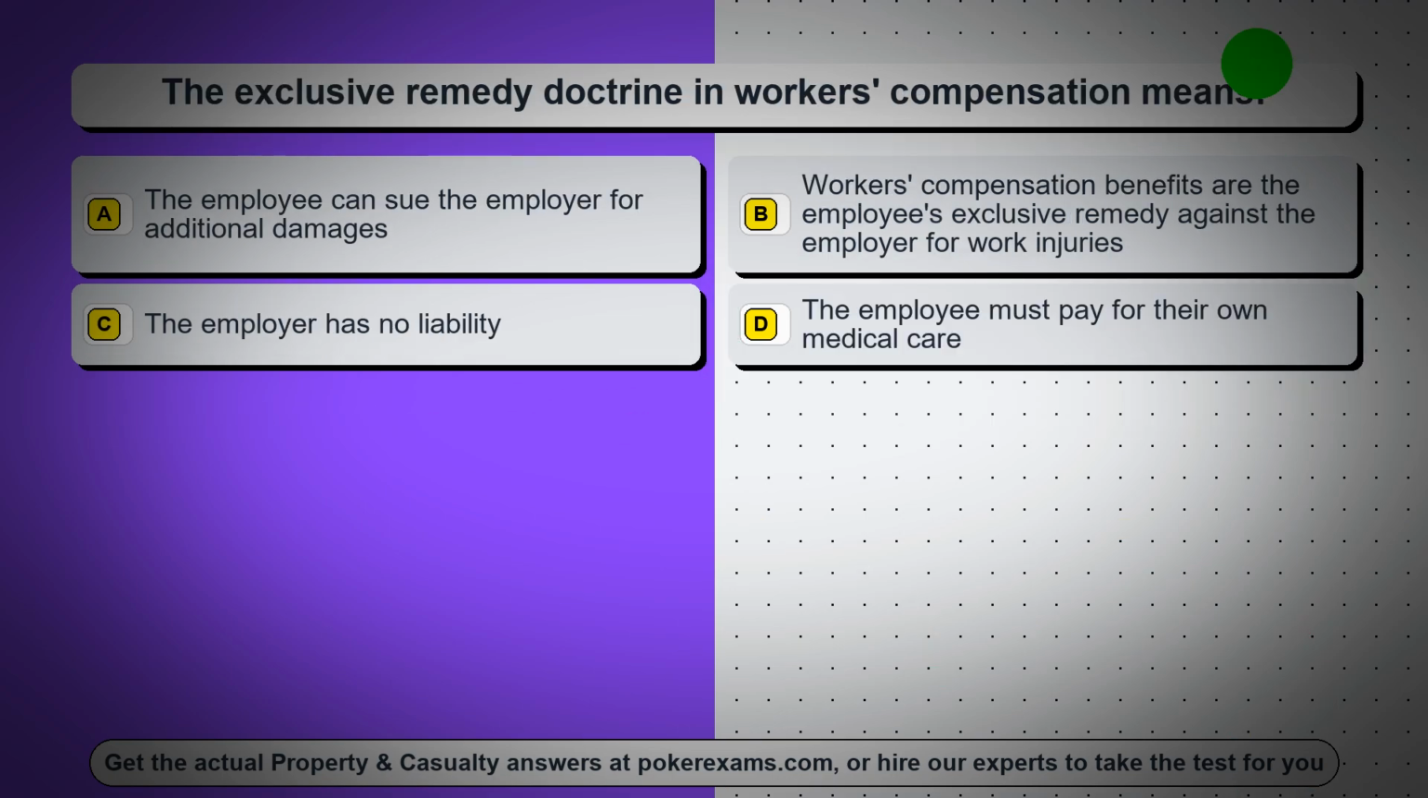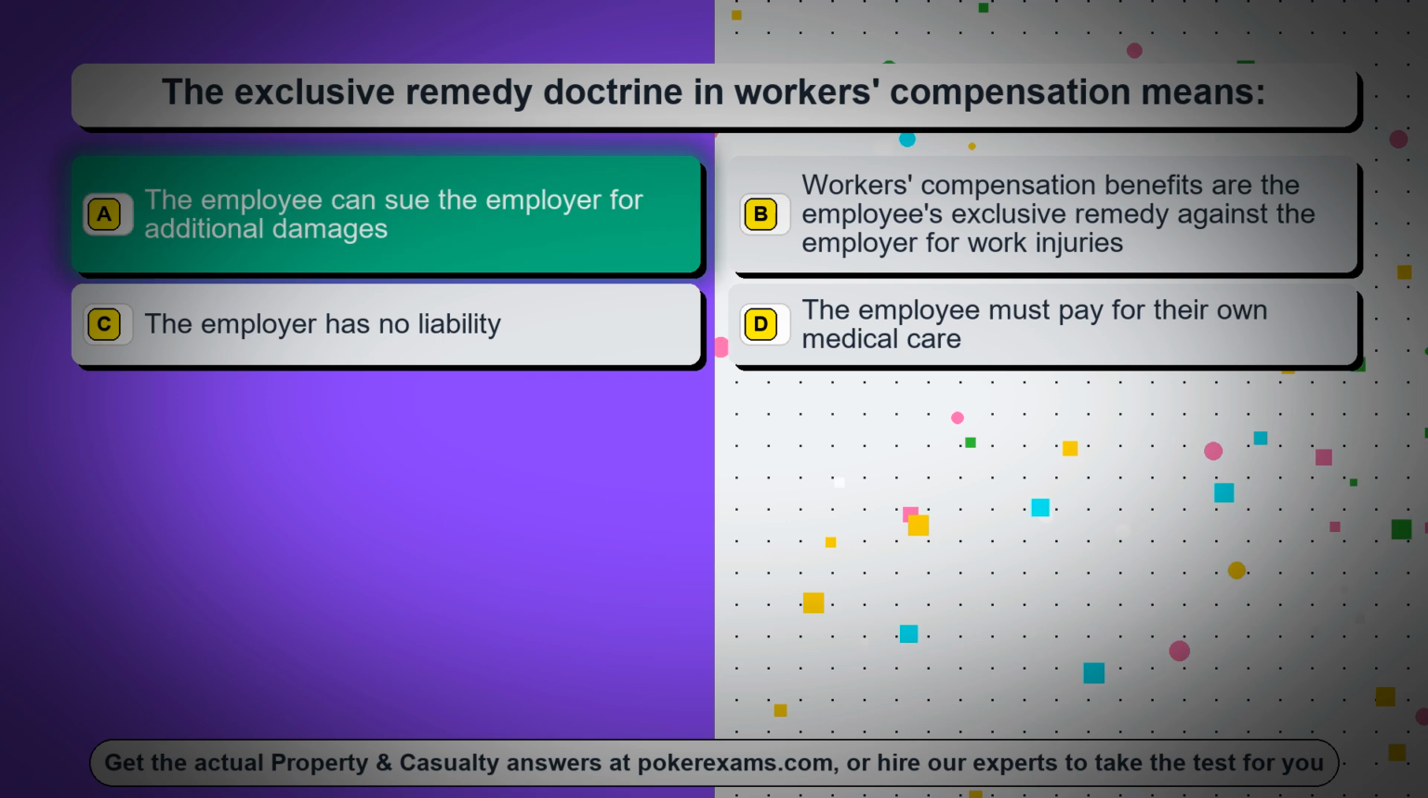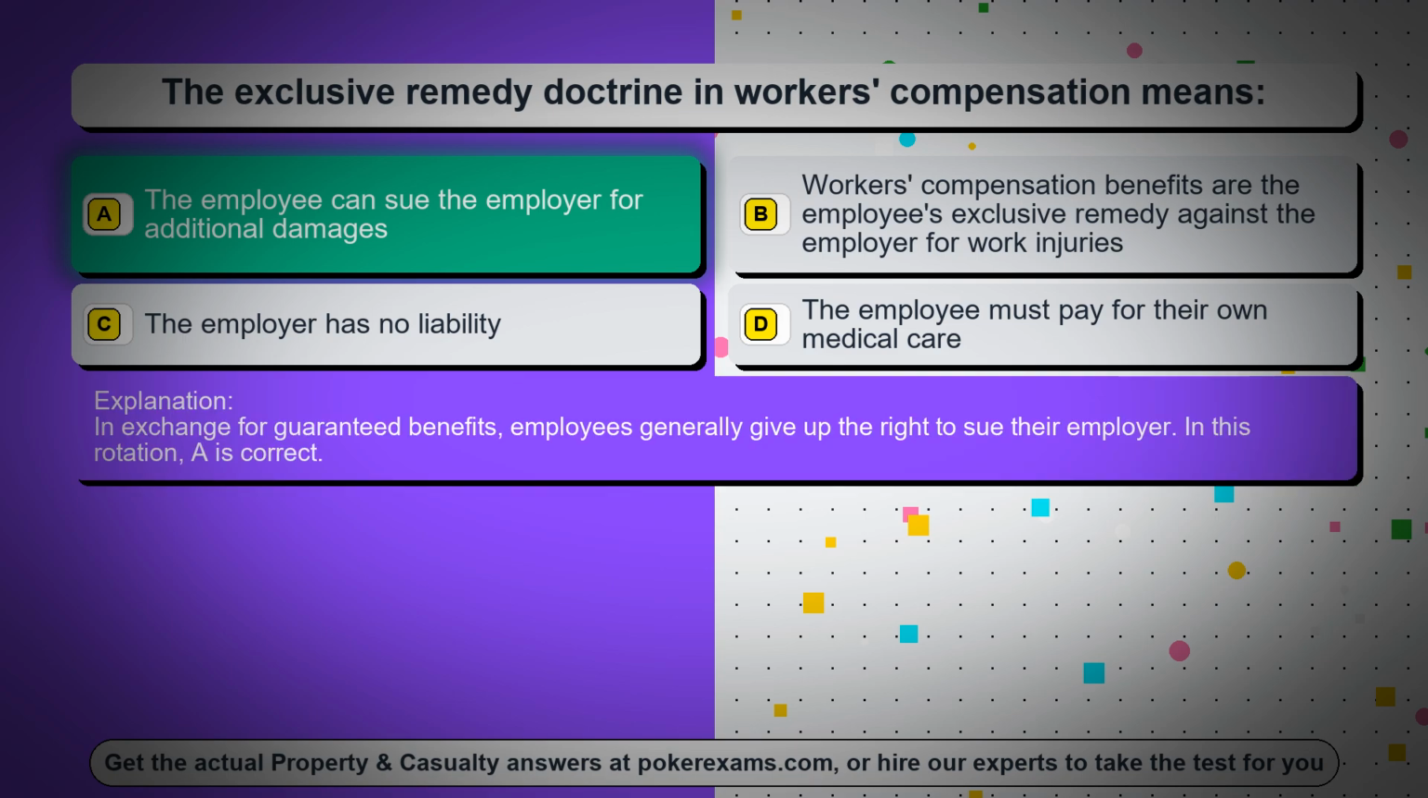Question 49. The exclusive remedy doctrine in workers' compensation means: Option A, the employee can sue the employer for additional damages. Option B, workers' compensation benefits are the employee's exclusive remedy against the employer for work injuries. Option C, the employer has no liability. Option D, the employee must pay for their own medical care. The correct answer is option A, the employee can sue the employer for additional damages. In exchange for guaranteed benefits, employees generally give up the right to sue their employer. In this rotation, A is correct.